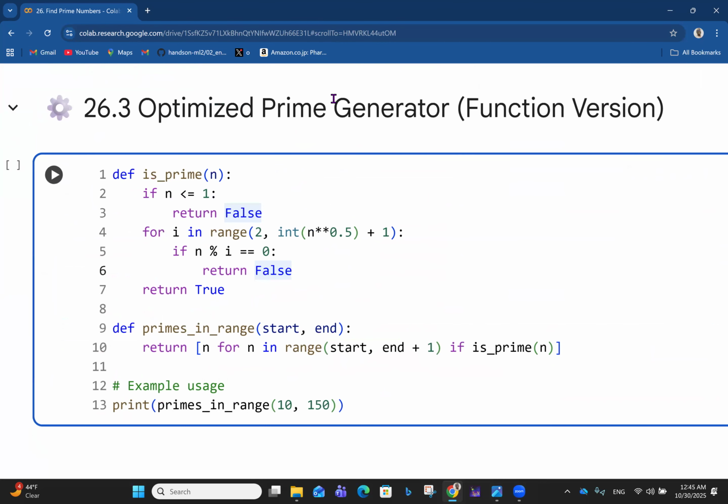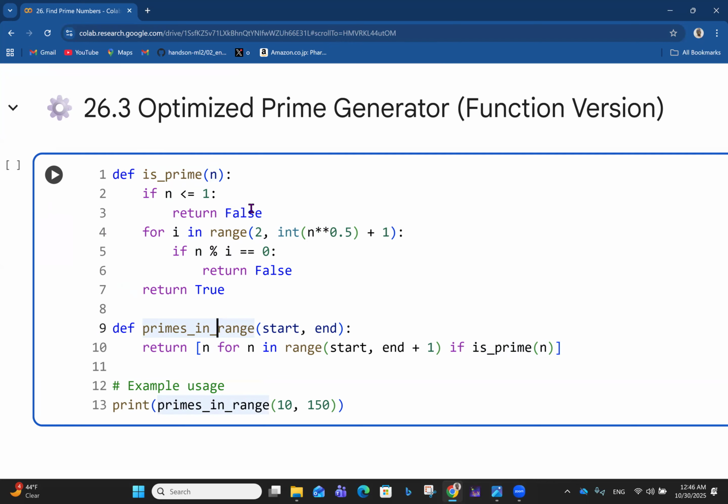So, optimized prime generator. Now we want to declare a function to do this. The main working unit of this whole thing is this test, where you try up to the square root and all that. So you define is_prime(n). It means to run this code now, you just need to call is_prime(n). This function works inside of that.